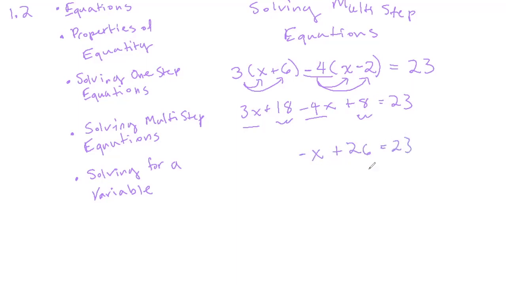And then from there, we can subtract 26 from both sides, and we are left with negative x equals negative 3. Notice, since we have negatives on both sides, we can multiply by negative 1. That would give you just x equals 3, which is your answer.